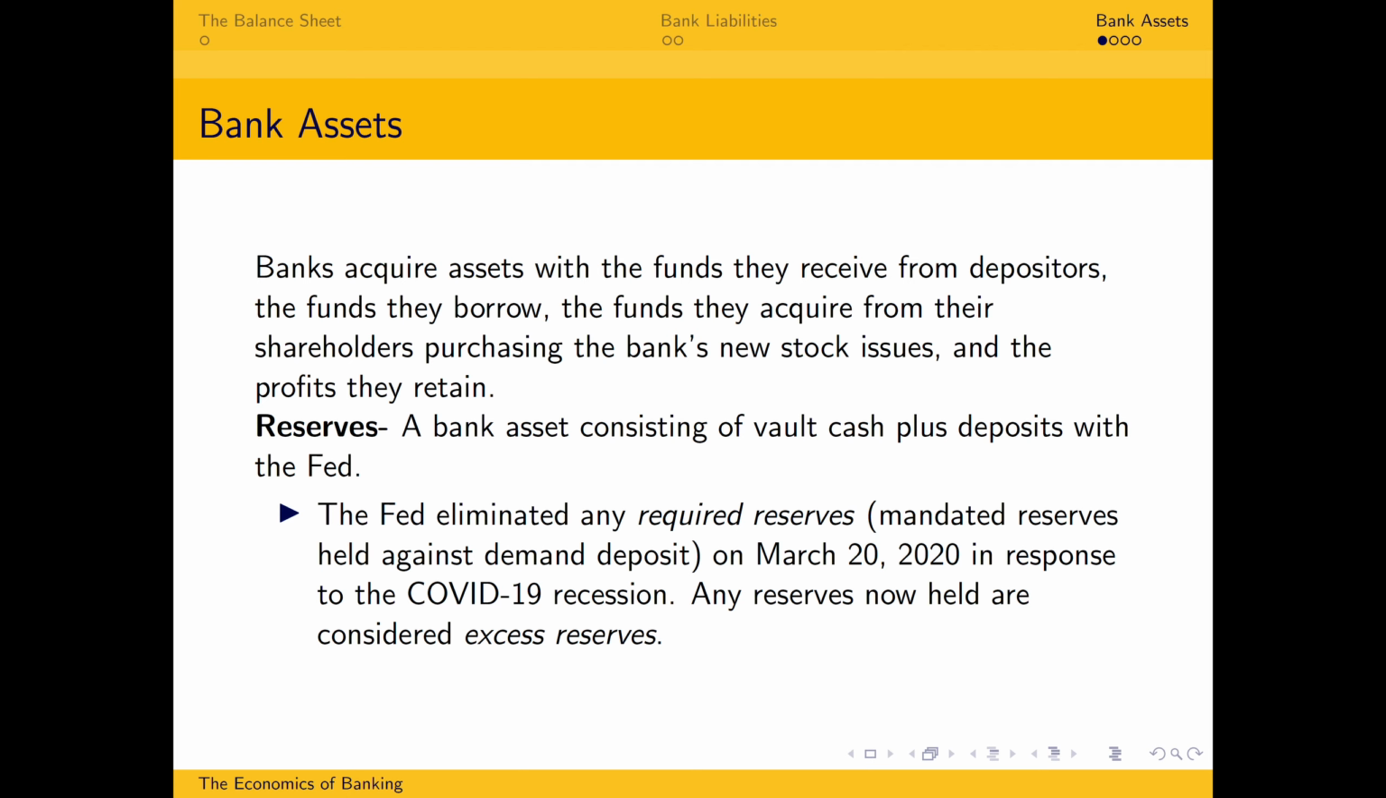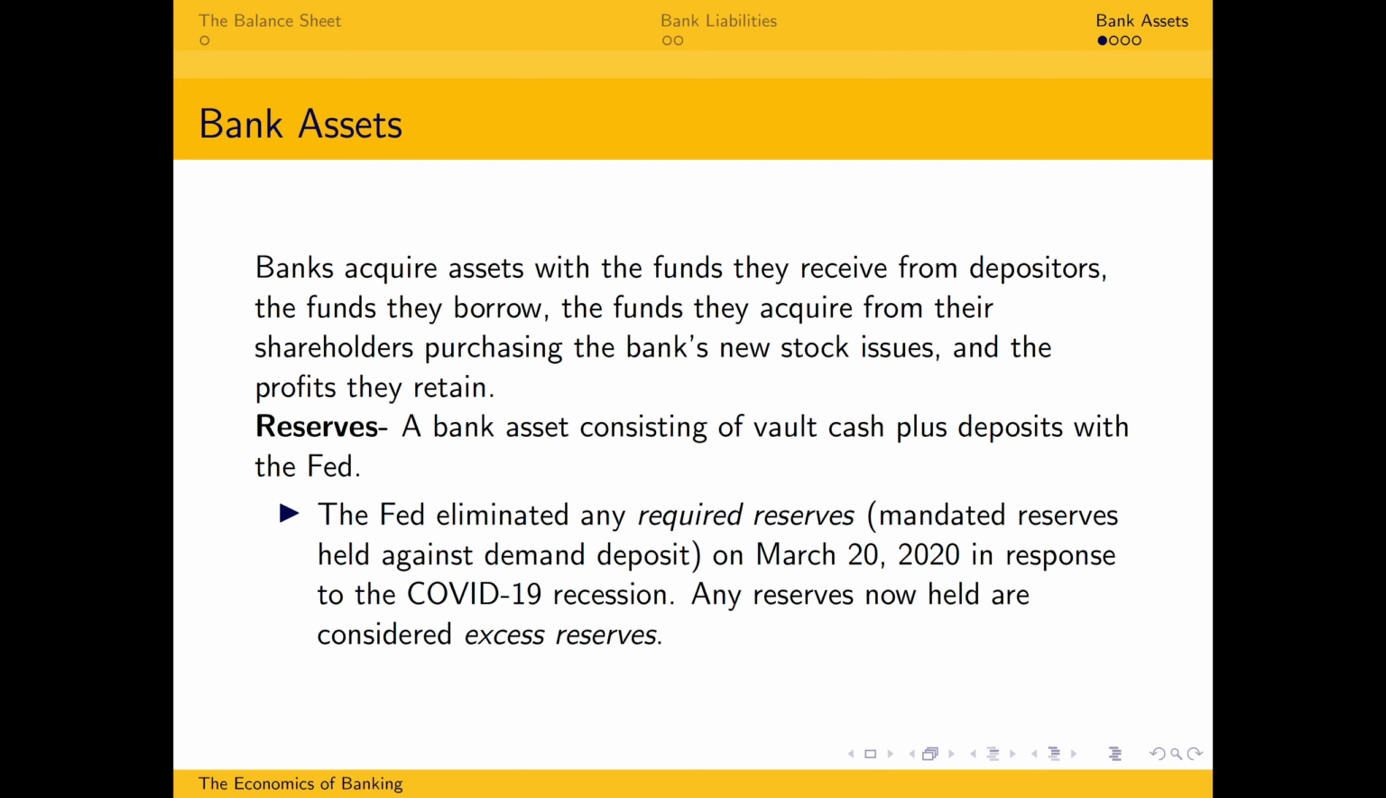Banks will acquire assets in a variety of ways. So anytime they have issued a loan out, that loan gets registered as an asset. Anytime they purchase some sort of security or bond, that is considered an asset. They have ownership over it. And then they'll also hold on some cash, and these are called their reserves. And any bank asset with cash and deposits with the Fed is considered reserves.